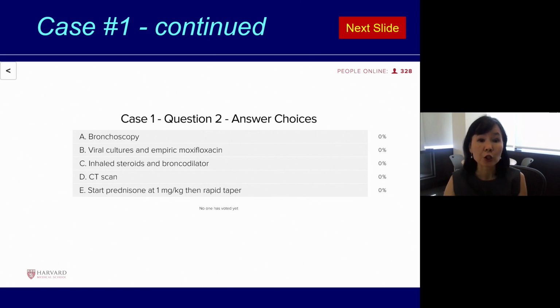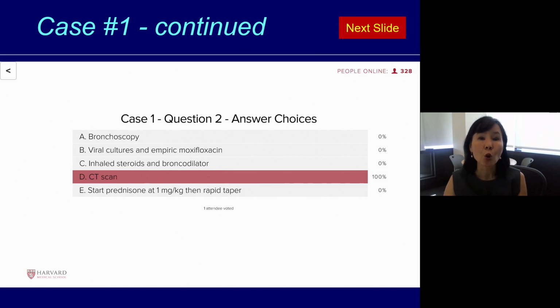Would you A, do a bronchoscopy, B, do viral cultures and give empiric moxifloxacin, C, recommend inhaled steroids and a bronchodilator, D, order a CT scan, or E, start prednisone at 1 milligram per kilogram, then taper. And as I said before, this person does not have COVID. That is not in the differential right now. And I'll give everyone a chance to answer now.